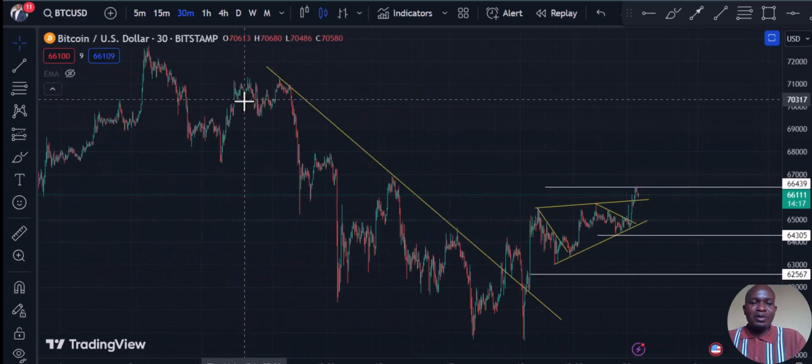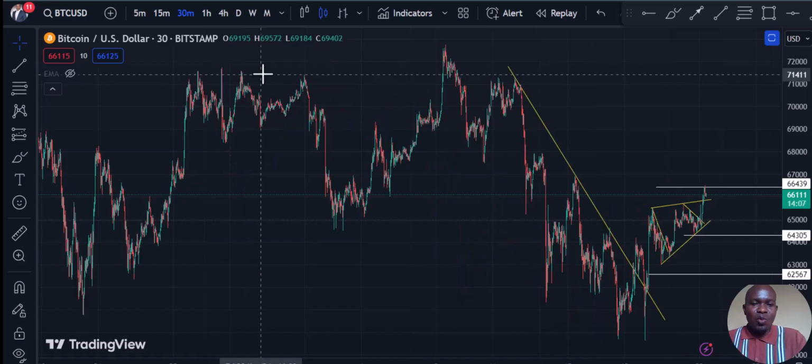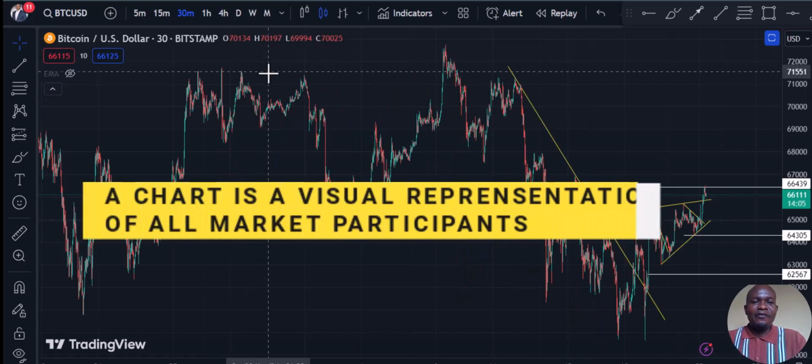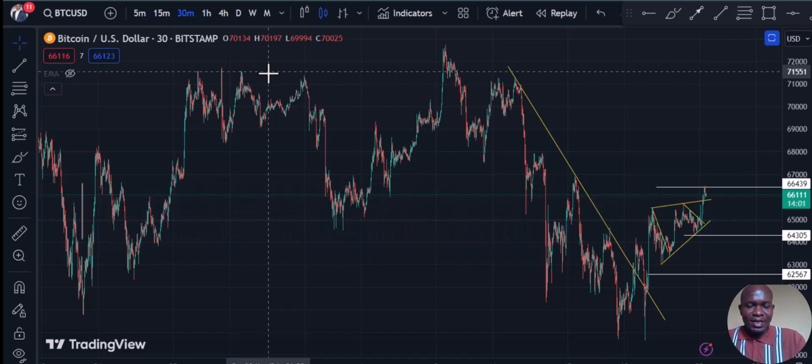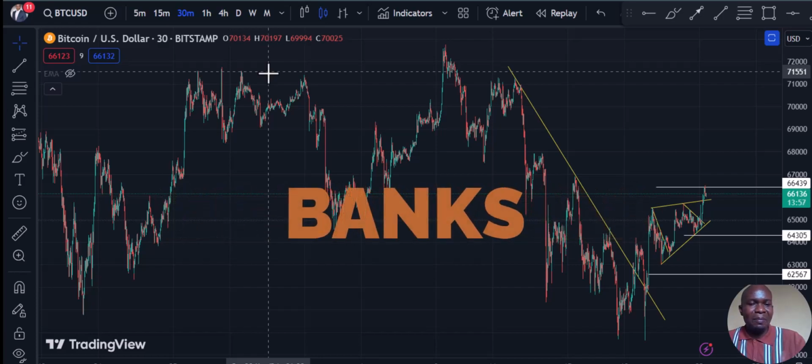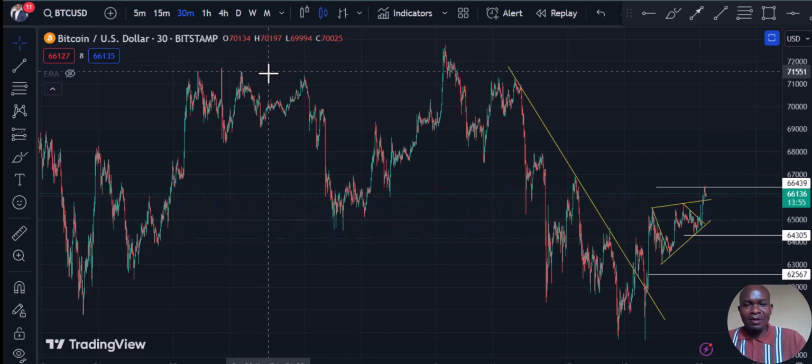Now, if you take a look at the Bitcoin chart, what do you see? What is a chart? A chart is a visual representation of all market participants. Now, who are these market participants? They are the hedge funds, the banks, and retail traders like me and you.